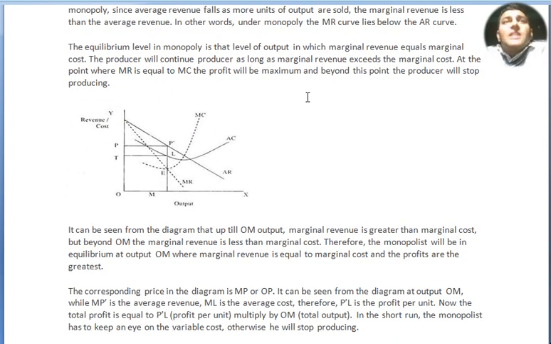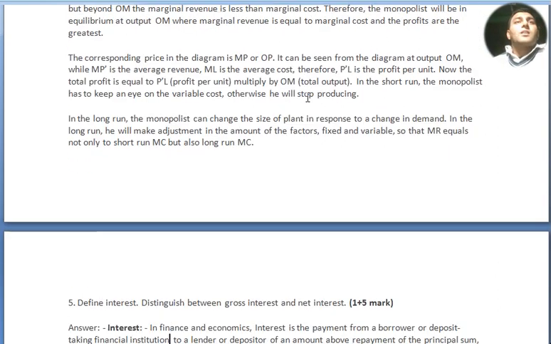On the y-axis, revenue and cost, and on the x-axis, output. P, T, MC, AC. Below the AC, MC cuts and rises above the AC. AR and MR are also there, making the equilibrium point, as you can see in the diagram.